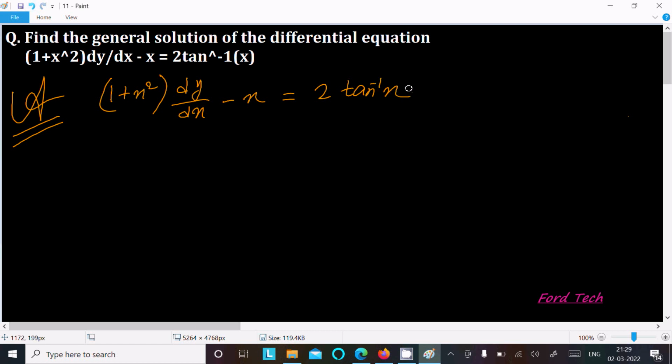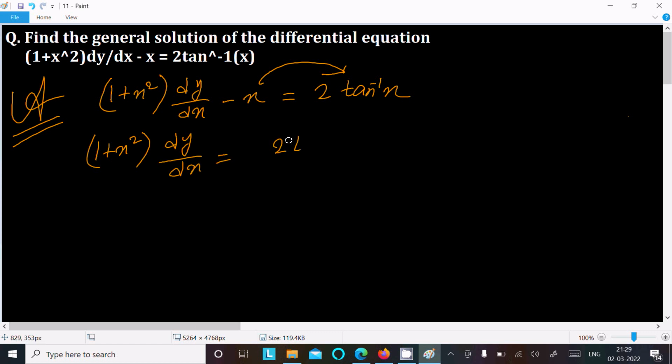Now the next step is that we can put x in one side. So this x moves to the right. So this is (1 plus x squared) dy by dx, which equals 2 tan inverse x plus x.